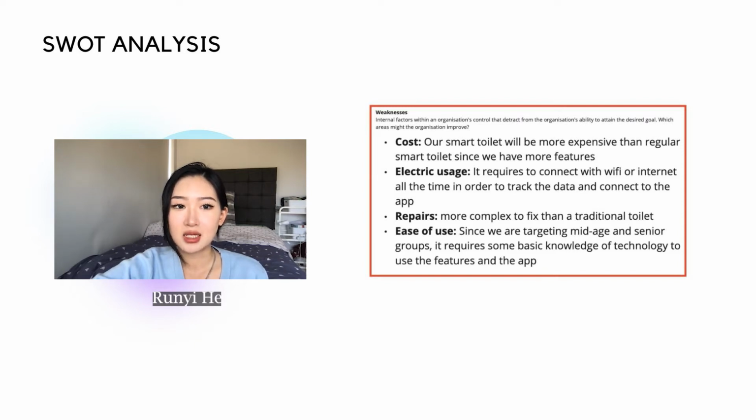The second weakness is that it requires a connection to Wi-Fi or the internet all the time in order to track the data and connect to the app, which will cause more electric usage. Thirdly, due to its technical features and digitalization, it's more complex to fix than a traditional toilet. Moreover, since we are targeting mid-age and senior groups, it requires some basic knowledge of technology to use the features and the app, but not all people are familiar with technology. Therefore, it might not be as easy to use as a regular toilet.